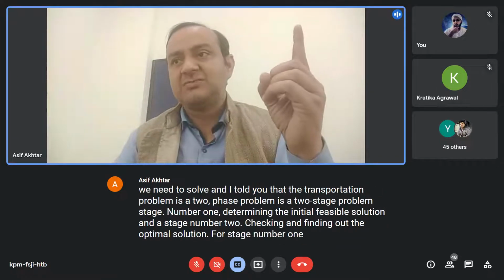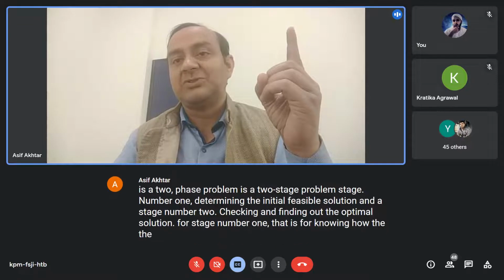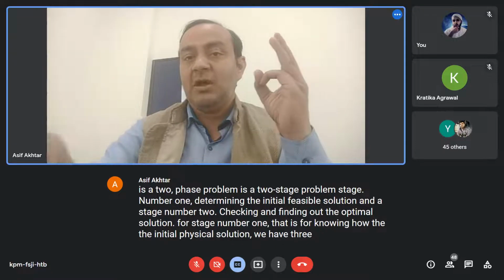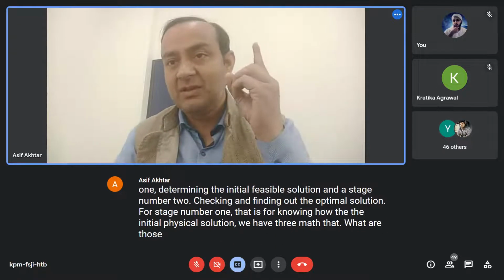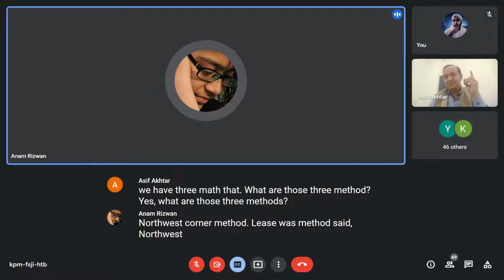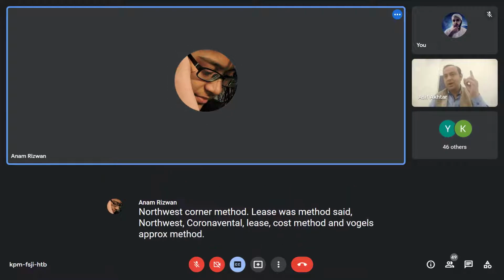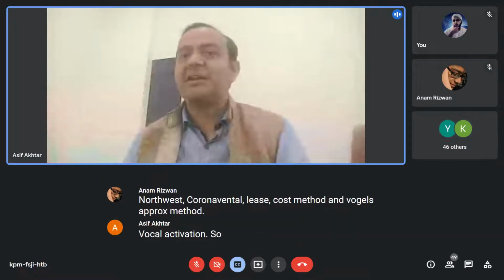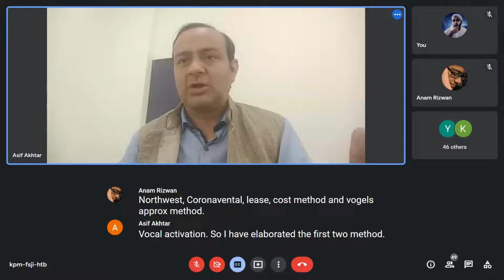Stage number 1, determining the initial feasible solution, and stage number 2, checking and finding the optimal solution. For stage number 1, that is for finding the initial feasible solution, we have 3 methods. What are those 3 methods? Northwest corner method, least cost method, and Vogel's approximation method. I have elaborated the first two methods.